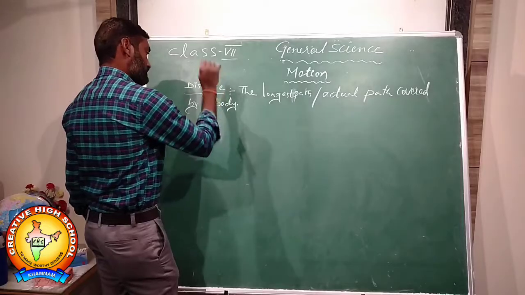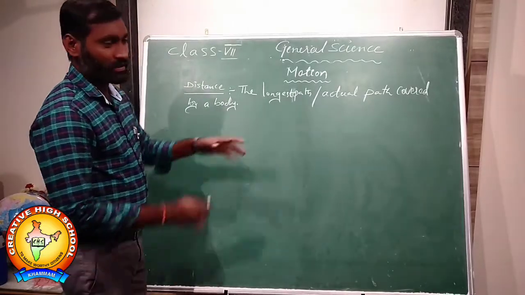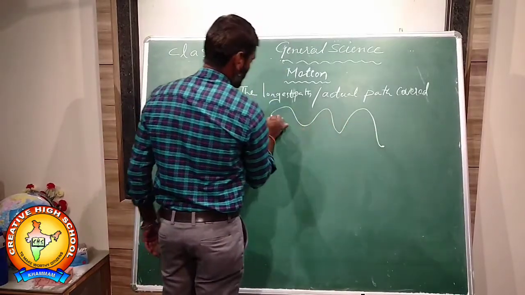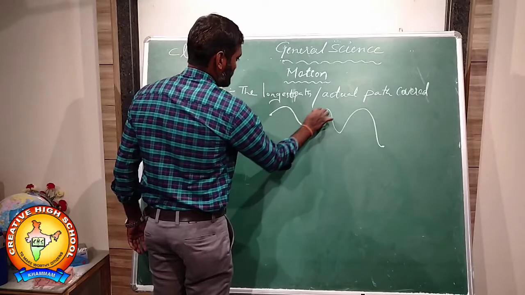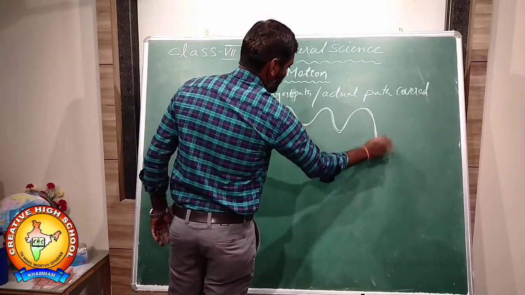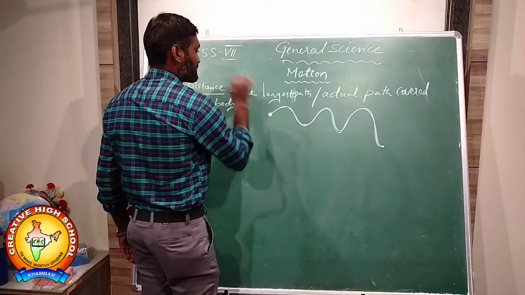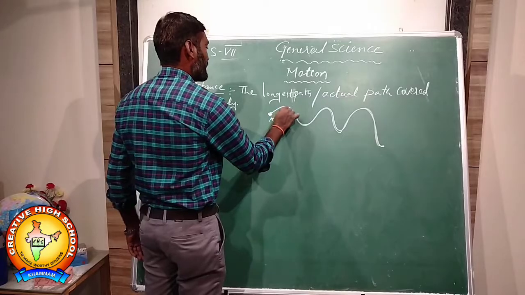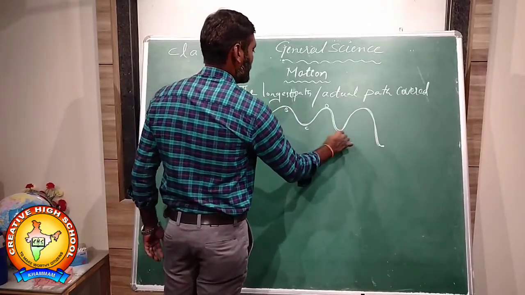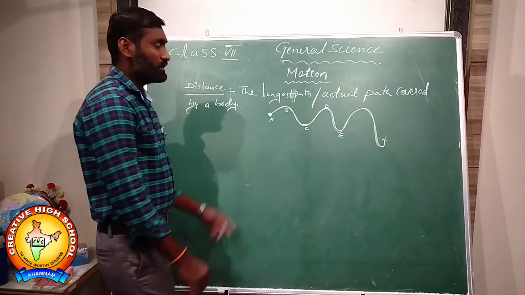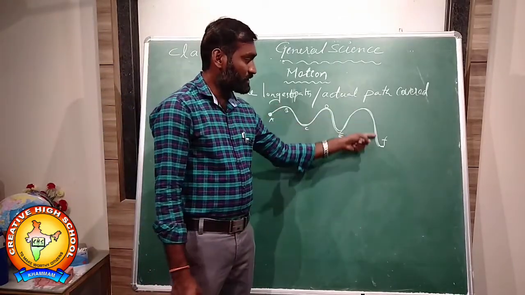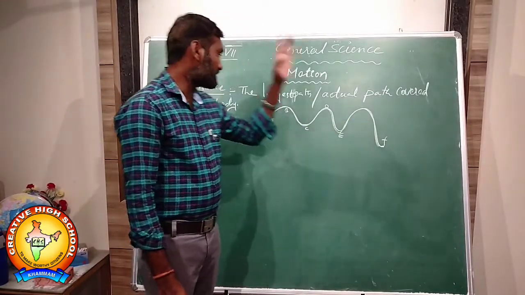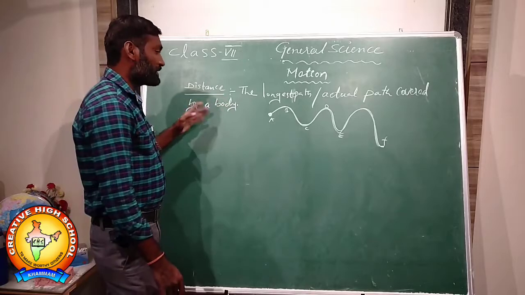Distance. So this is the longest path. The longest path covered by a body is called distance. For example, A, B, C, D, E, F. So this is the path.